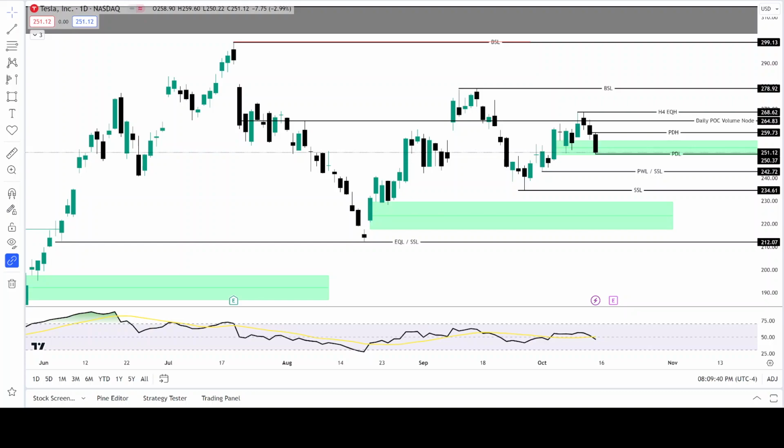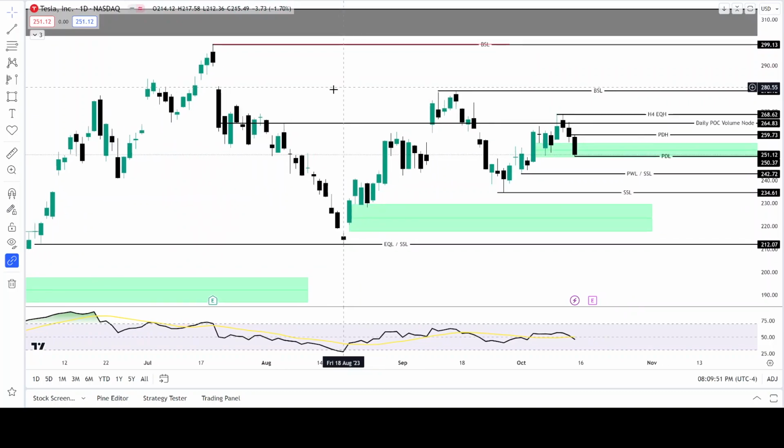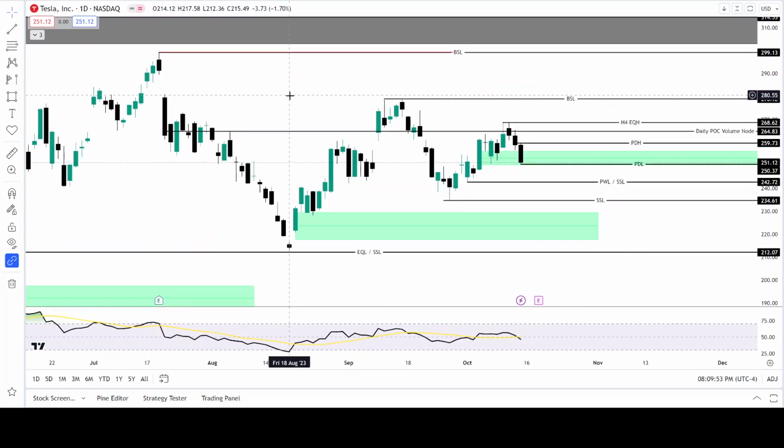This is Rustic. Today we're going to be looking at Tesla's chart. We're going to be looking at where price came from last week, where price ended on Friday, and where price is likely to head over the next week.